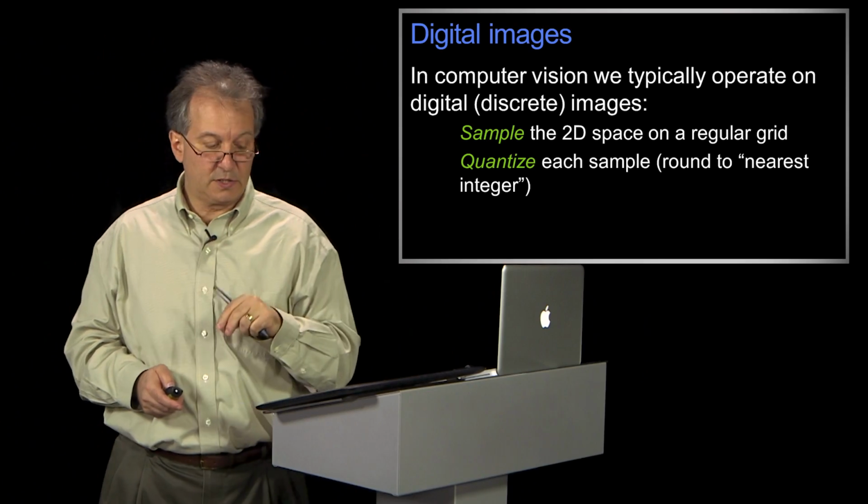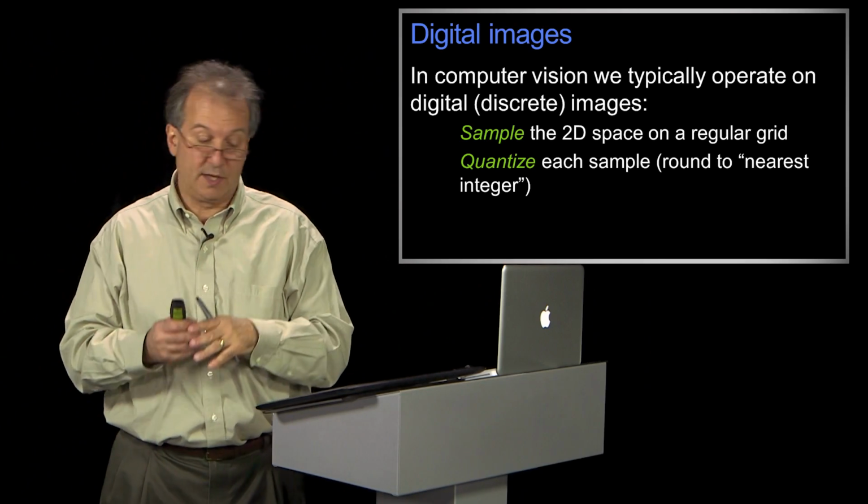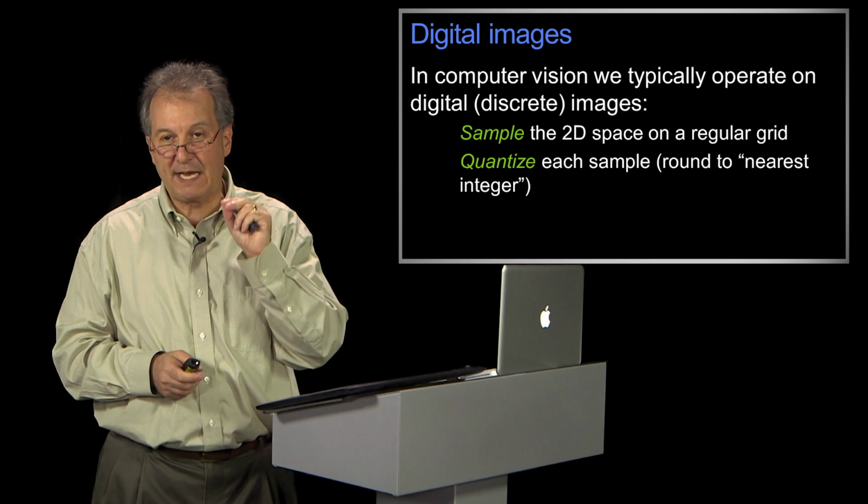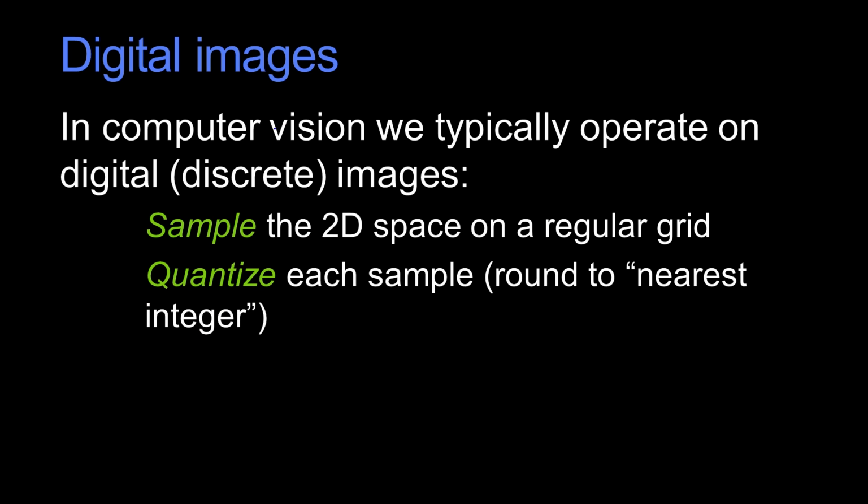In digital images, in computer vision, we typically operate on discrete images, right? And that means we have to do two types of discretizations. First of all, we have to sample the 2D space on a regular grid. That is, we have discrete pixels at locations.